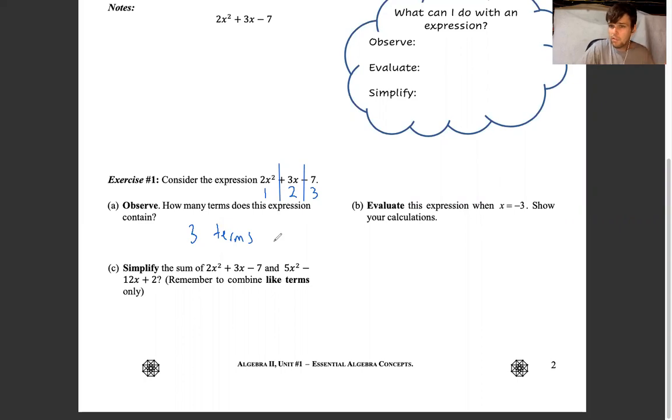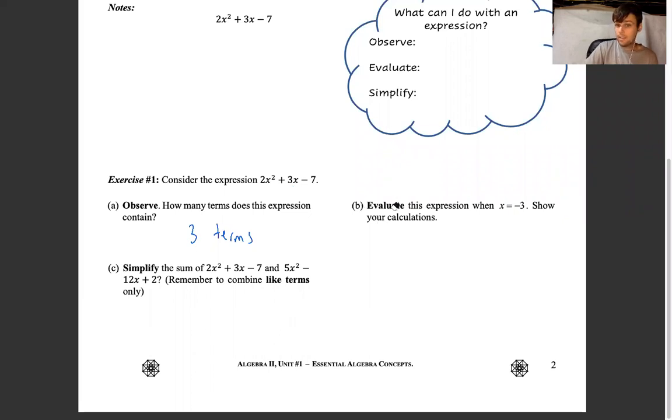That's not the only observations that we can make about this. We could talk about more things like the variable in this problem is an x. There are a lot of different operations, multiplication, addition, subtraction, exponents, and so on. But that's what we're going to do for right now.